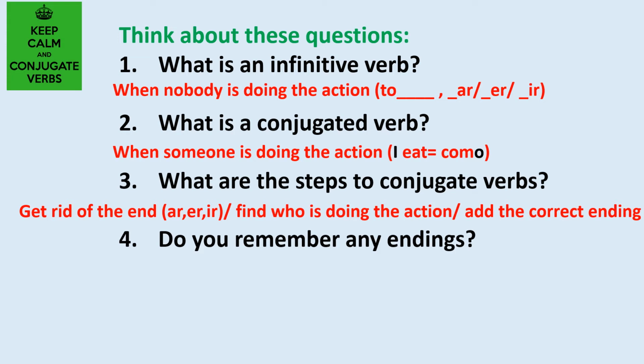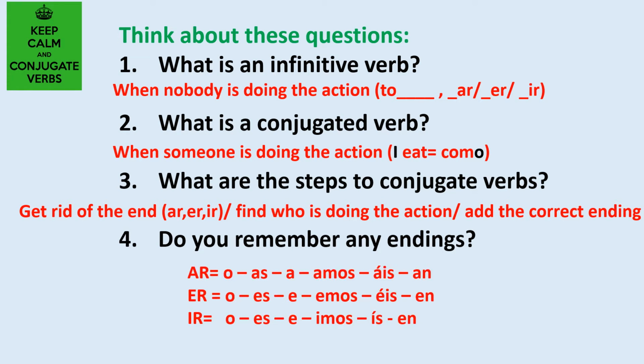Do you remember any endings? So for the verbs ending in -ar in Spanish, we have these endings: o, as, a, amos, áis, an. For the verbs ending in -er, we have o, es, e, emos, éis, and en. And for the infinitive verbs ending in -ir in Spanish, we have these endings: o, es, e, imos, ís, en.